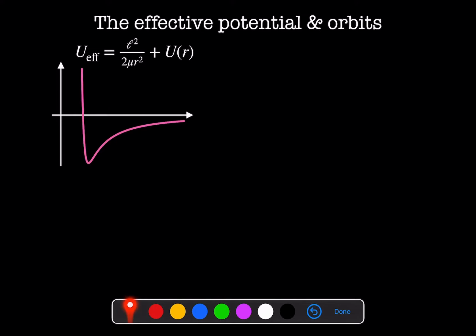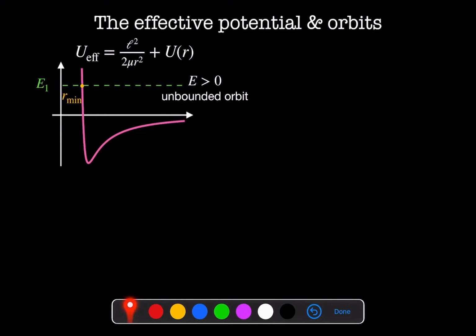In the last video, I introduced the effective potential, which is equal to L squared over 2 mu r squared plus U of r. Last time I mentioned that since it has a local minimum, there's a lot of interesting behavior we can get out of this system. Imagine I start with energy E1, which is greater than 0. This corresponds to an unbounded orbit.